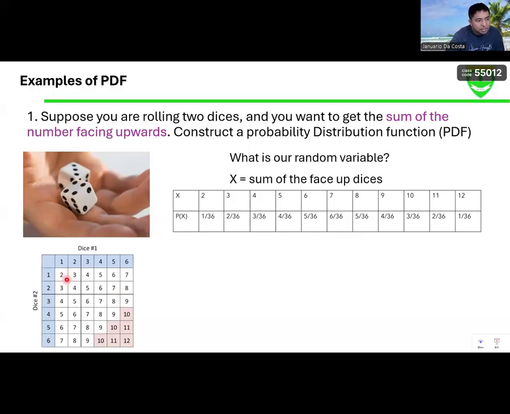The possibility of getting the sum of 2 is just 1, because it's simply 1 plus 1. But the number of ways of getting 3 is 2, because 2 plus 1 is 3, and 1 plus 2 is also 3. That's why 3 has 2, and then 4 has 3, because 3 plus 1 is 4, 2 plus 2 is 4, and 1 plus 3 is 4. Maybe you have 6 possibilities.